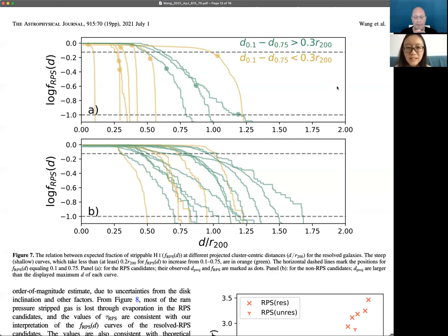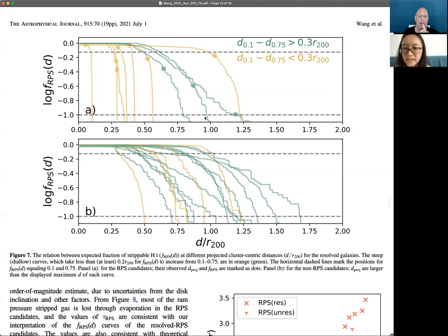And then in the top panel, if we compare the position of the dots with the lower dashed line, with the onset of the stripping, we can get a projected distance between the dots and where the curve intersects with the gray dashed line. That distance means that from the dashed line, some of the currently observable H1 can already be stripped at that dashed level time. But we can still observe that H1 now because the stripping is not an instantaneous process.